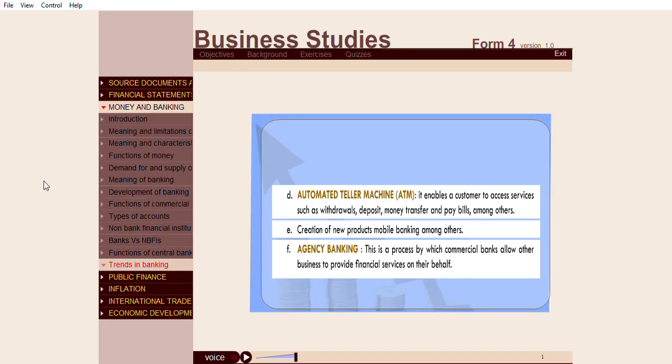Agency banking. This is a process by which commercial banks allow other businesses to provide financial services on their behalf.